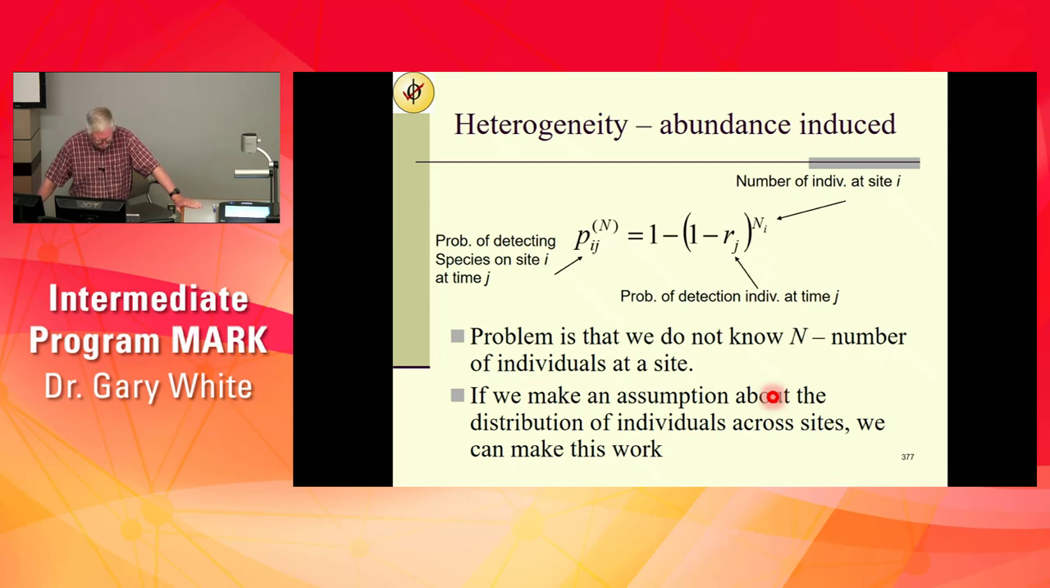And so their model then comes back with two parameters. One is r, the probability that an individual is detected. And the second parameter is this lambda. It's not a probability. It's a mean number of individuals in a Poisson distribution.